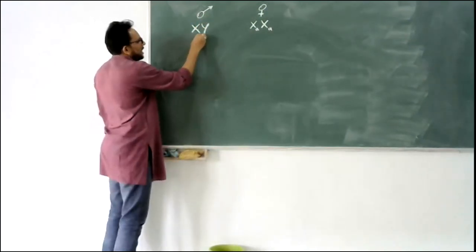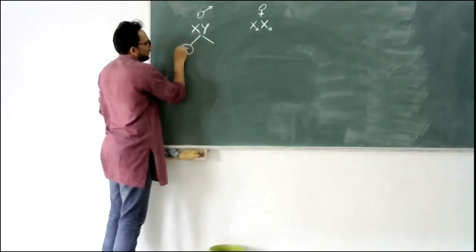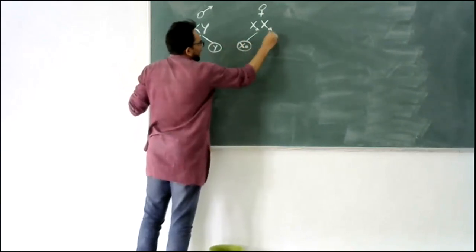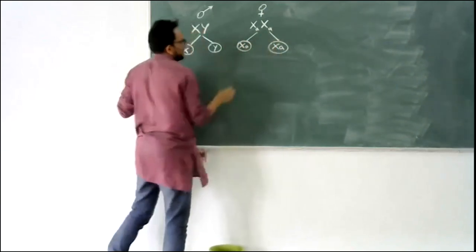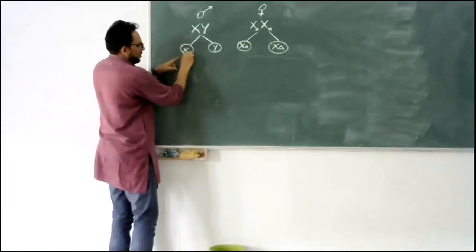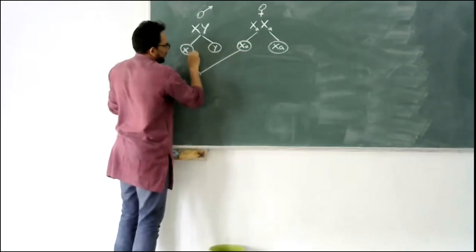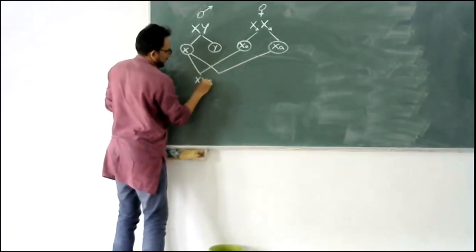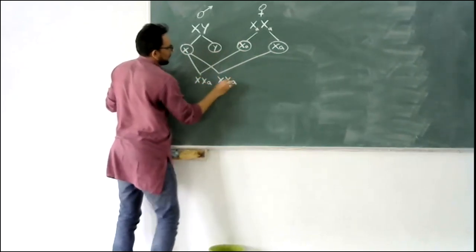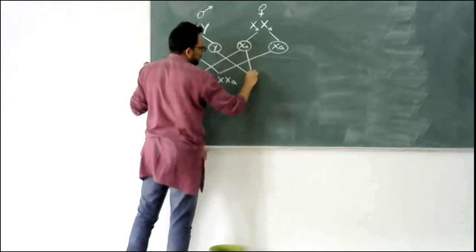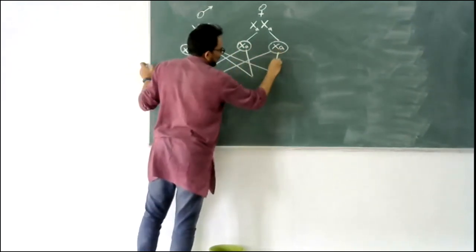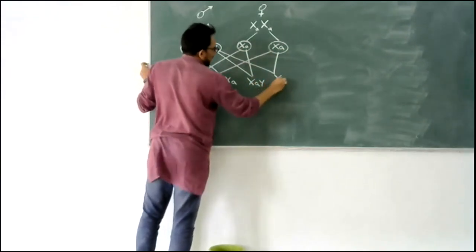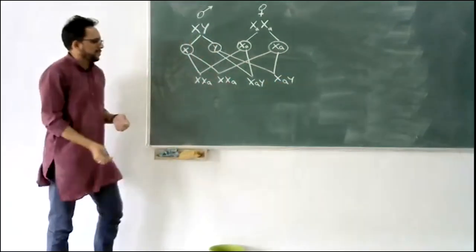So when the gametes formation happens, we have X, we have Y, and then we have XA, and we have another XA. Right? Now again, different possible combinations. This gamete can fuse with this. This gamete can also fuse with this. Then it will form XXA and XXA. This gamete can fuse with this, and this gamete can also fuse with this. That is XAY and XAY. So this is the possibility of the child.